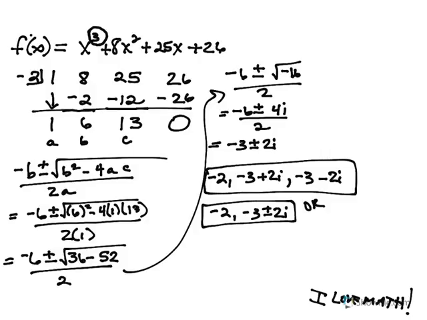Either answer works. So just take your time, use your calculator to get your initial 0, do your synthetic division, and then do your quadratic formula if it can't be factored, or you can just always do the quadratic formula.